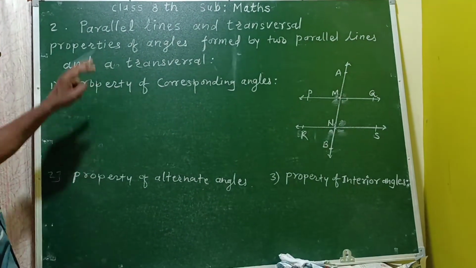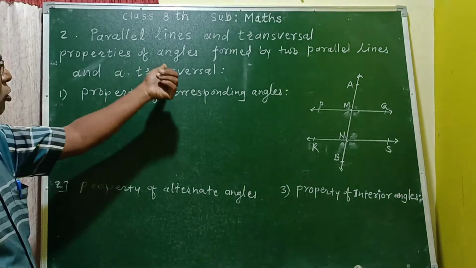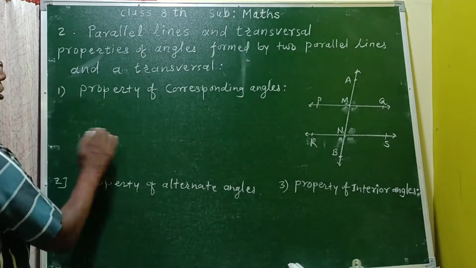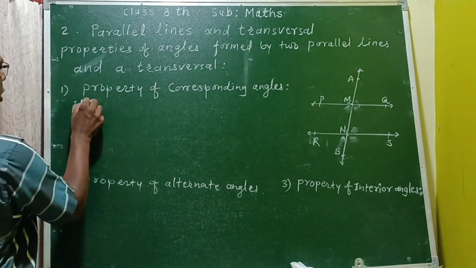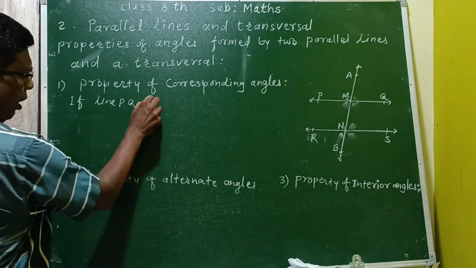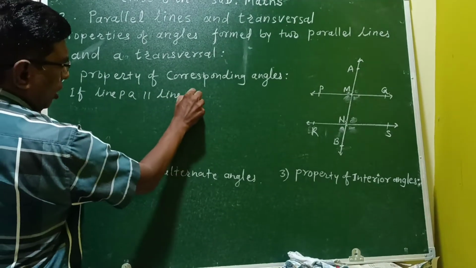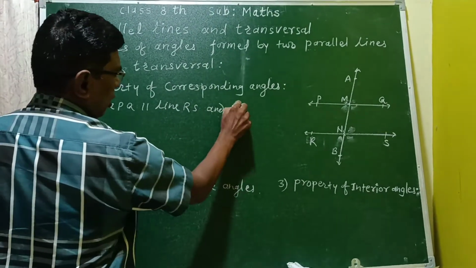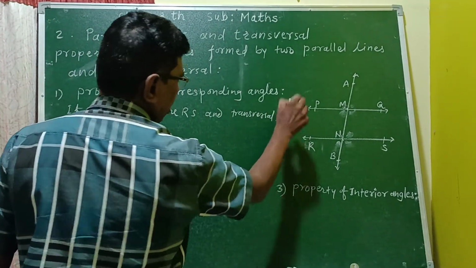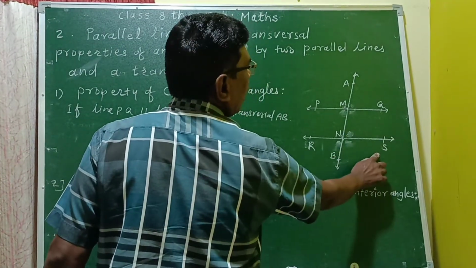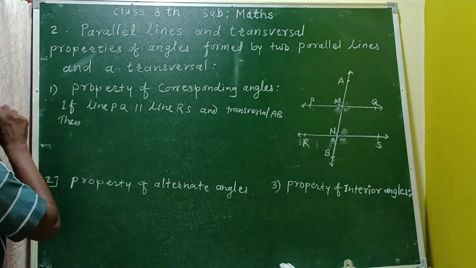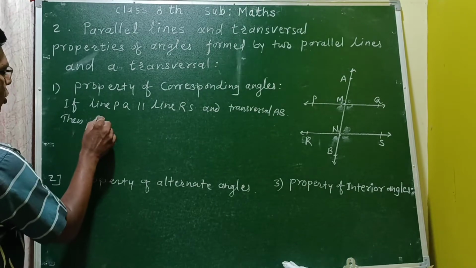Dear student, we are going to study the second topic, properties of angles formed by two parallel lines and a transversal. Now the first property is the property of corresponding angles. In this property, if line PQ is parallel to line RS and transversal AB, then each pair of corresponding angles is congruent.